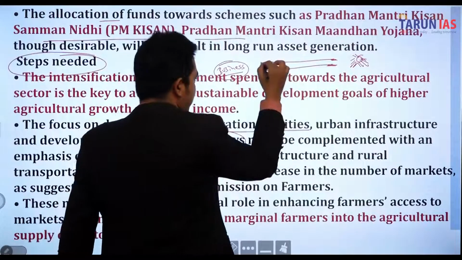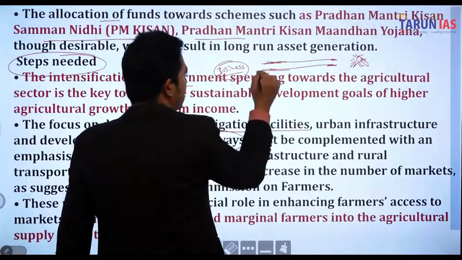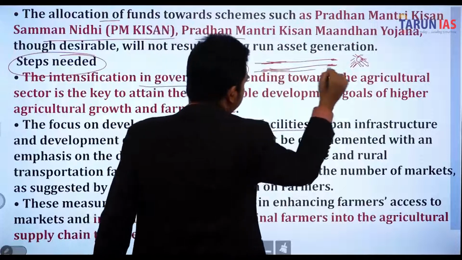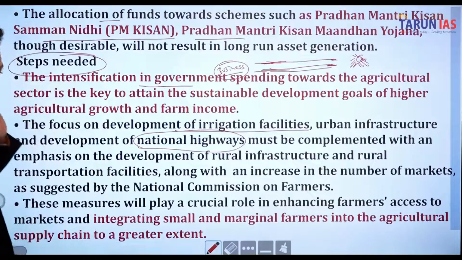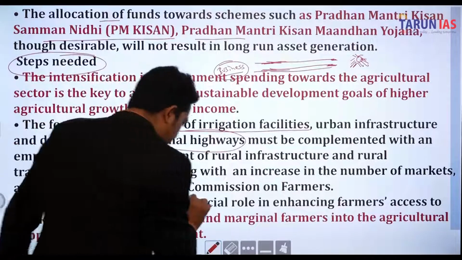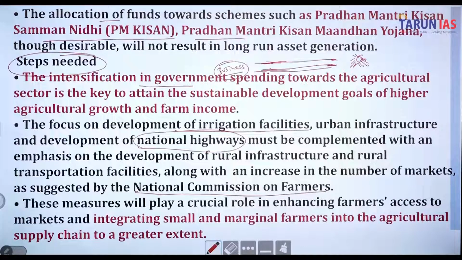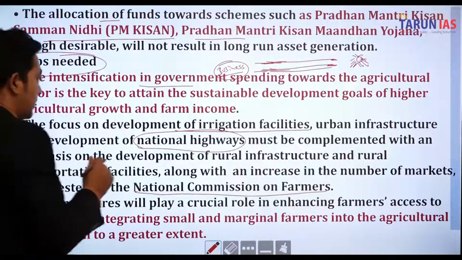So our infrastructure and highways should be well developed so that businessmen and vehicle transportation can function in a meaningful way. This should be complemented with an emphasis on the development of rural infrastructure and rural transportation facilities, along with an increase in the number of markets, as suggested by the National Commission on Farmers. We can quote that the National Commission on Farmers also emphasizes this. These measures will play a crucial role in enhancing farmers' access to markets and integrating small and marginal farmers into the agriculture supply chain to a greater extent.